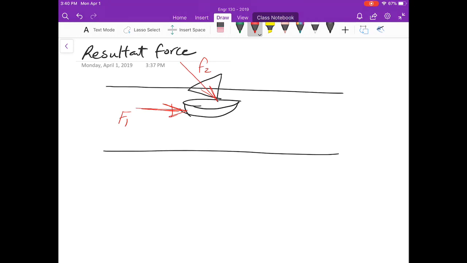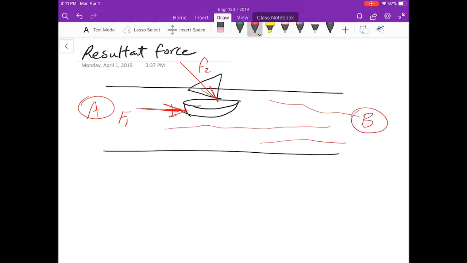So the question I have is, if the boat wants to get from A to B, what should the driver do? What should the person in charge need to do? If he steers straight, you would see that this boat won't end up going straight. It will go as the resultant of these two forces, somewhere here. It's not going to go straight. So this is what we call the resultant force.